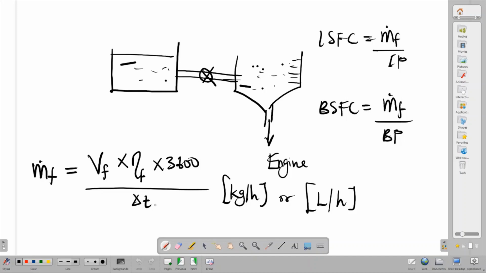We can do it by calculating the mass flow rate of the fuel through the flow meter. When we know the volume of fuel that is being supplied, the density of the fuel, and the time that it has taken for us to use the fuel, then we can calculate the mass flow rate of the fuel. Then we use that to calculate the brake specific fuel consumption and the indicated specific fuel consumption.